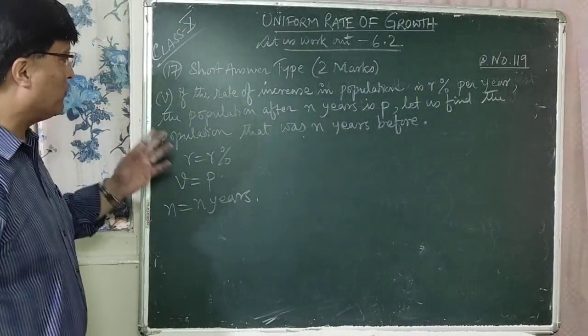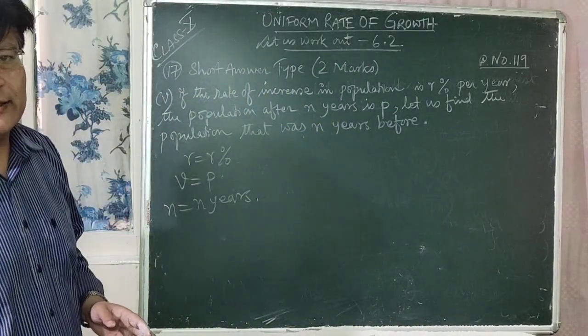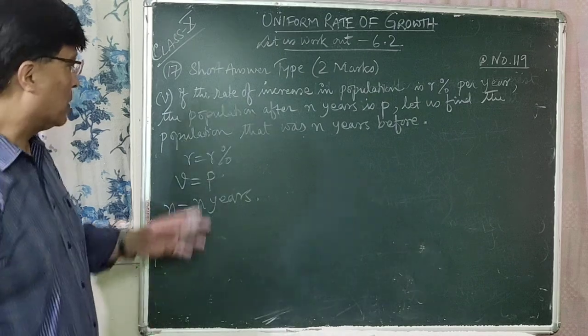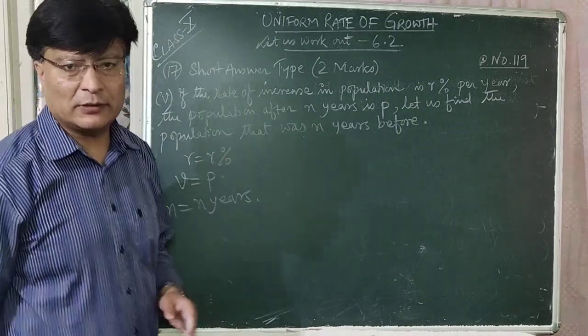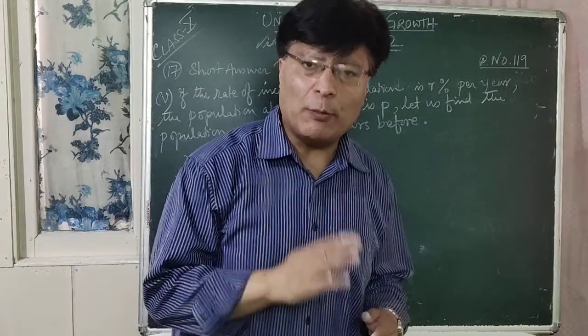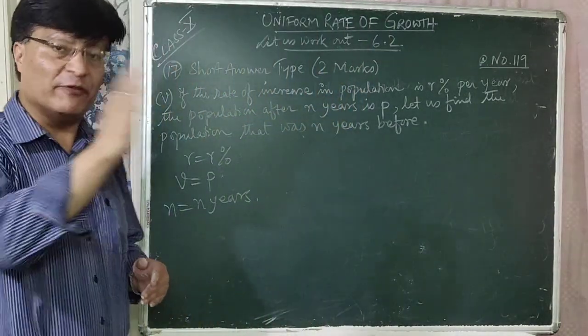So now here you have to find out the population that was n years before. Here n is equal to n years is given. You have to find out the population that was n years before.